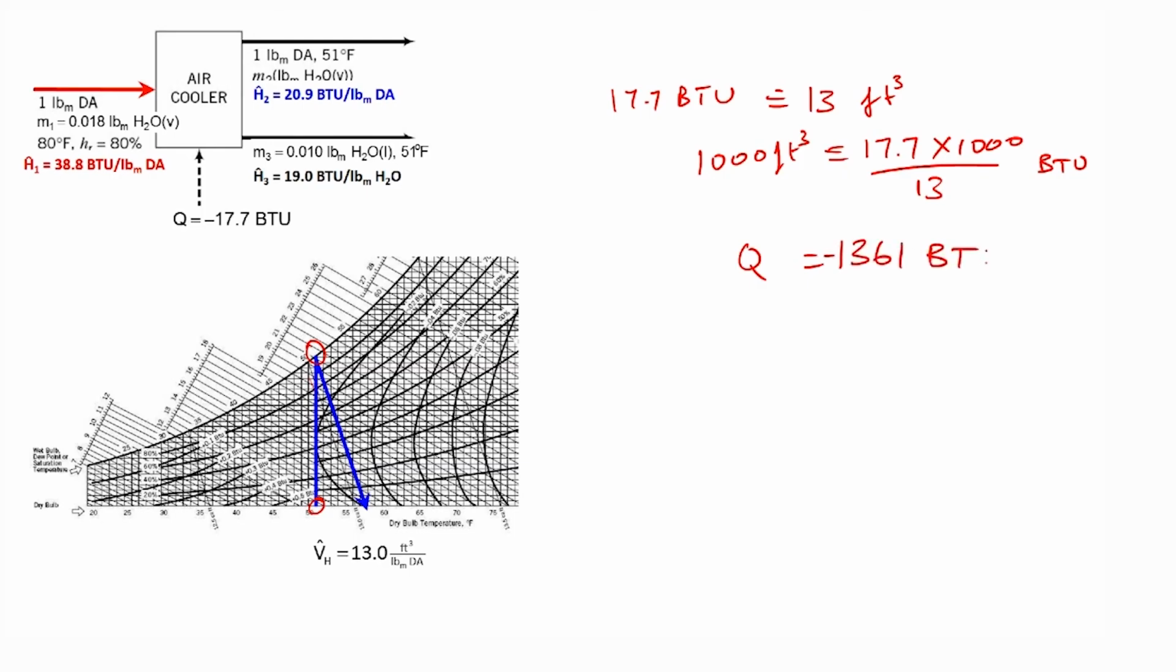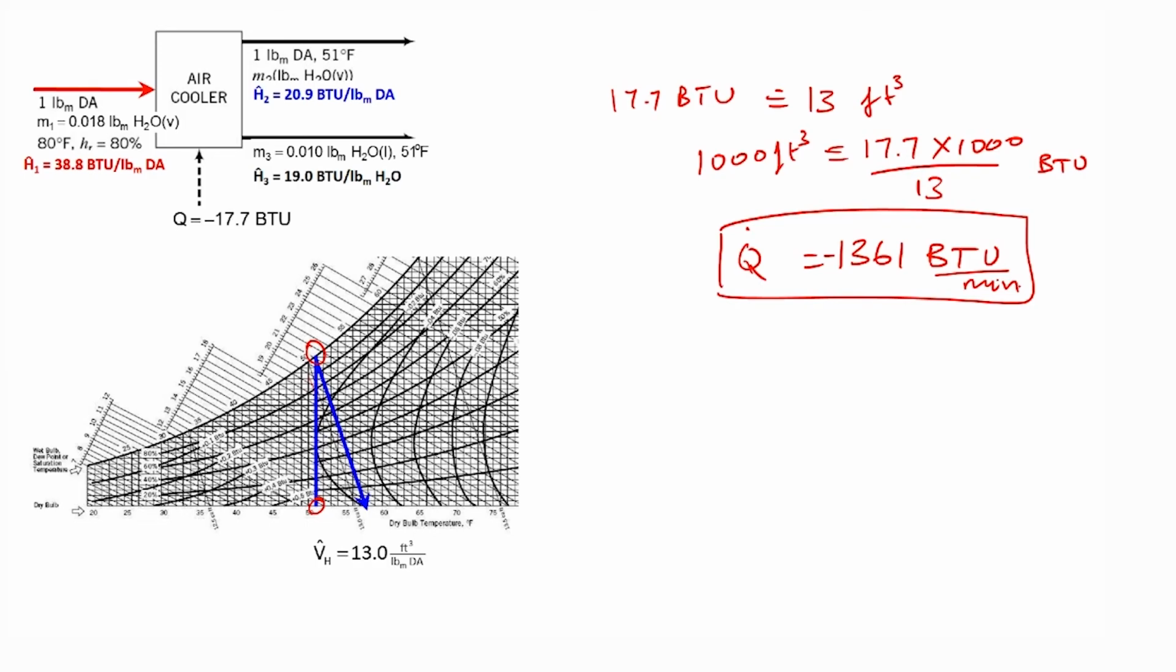Q would be negative because you are removing heat. So, this is the heat being removed. As the flow rate has been given, Q dot would be this BTU per minute. We want to produce 1000 feet cube per minute of humid air leaving the system. So, the rate at which the heat needs to be removed would be 1361 BTU per minute.